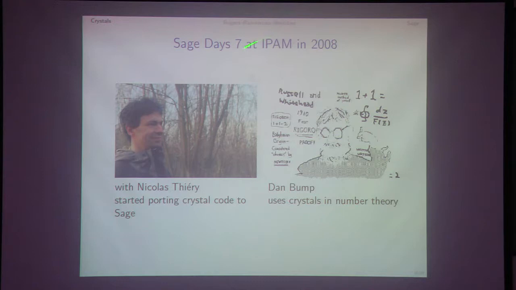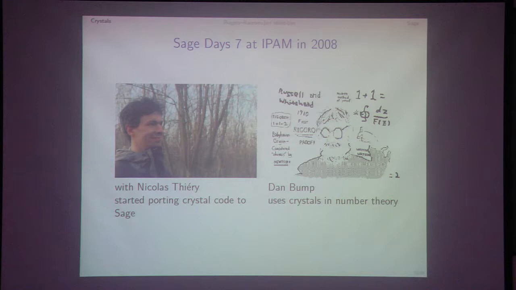But we went there, and at that Sage Days, we had no idea what Sage is, and I didn't know Python at all, but we started porting all this code into Sage, just to get a feel for what Sage is about. And at that meeting, we also met Dan Bump. He's a number theorist at Stanford. He mostly works in number theory, but it turned out that he is also interested in crystals. So he was very interested in this code. And well, after that, I wasn't very much in touch with Dan Bump anymore.